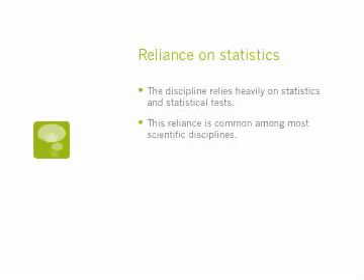Now, the last thing I want to talk about: I talked a little bit about quantitative research earlier. I just want to point out that we really rely heavily on statistics in this discipline. We use statistics to test hypotheses. We use statistics to determine whether our theories are correct. And this is common in most scientific disciplines, and especially in social scientific disciplines.